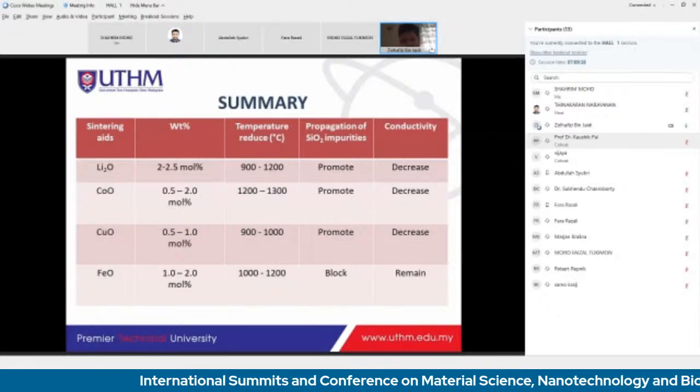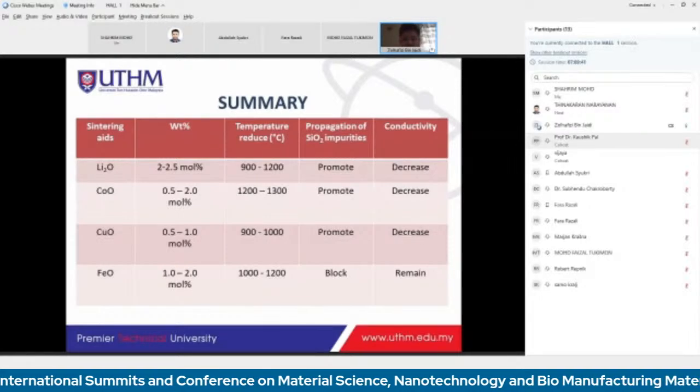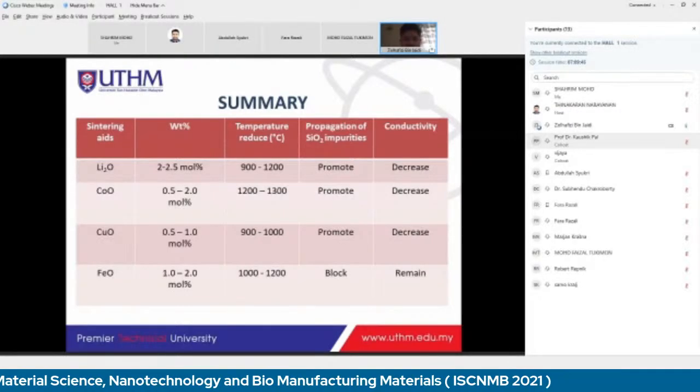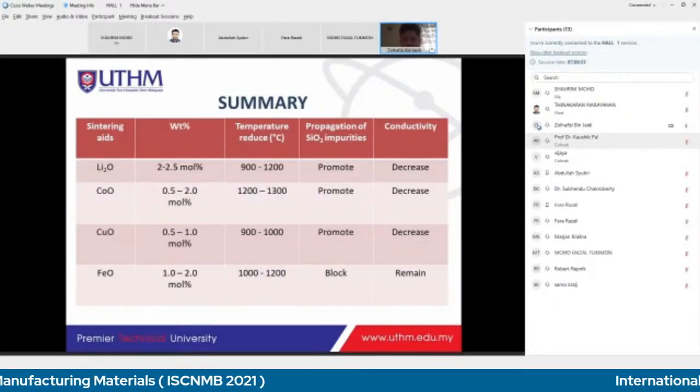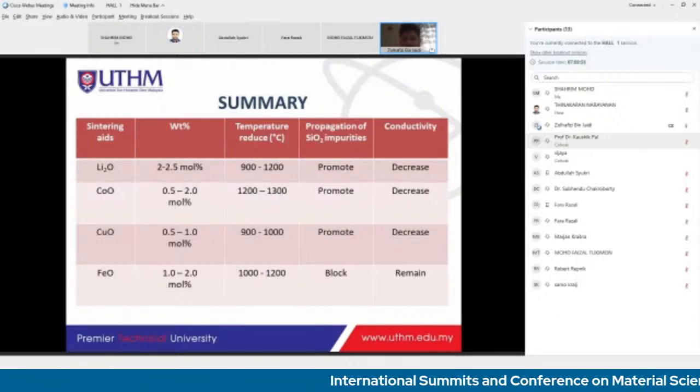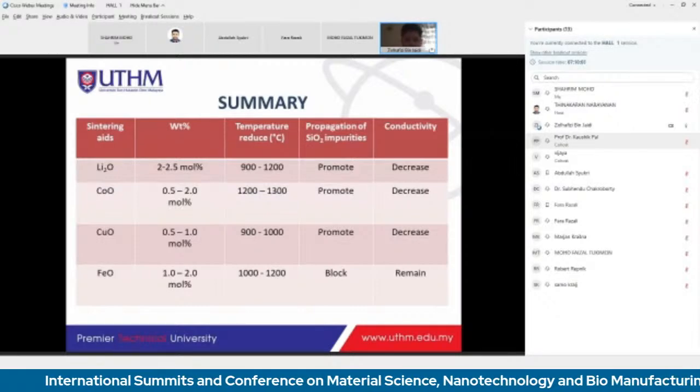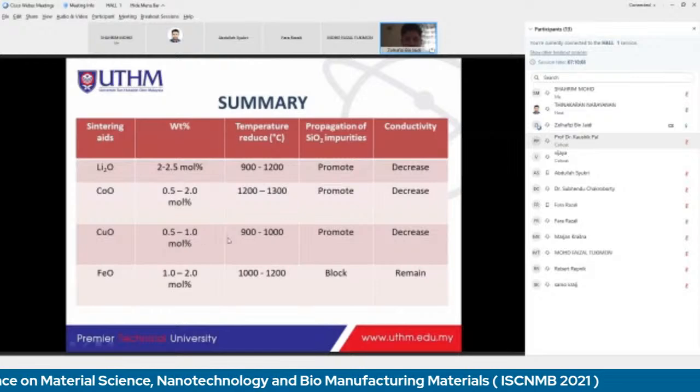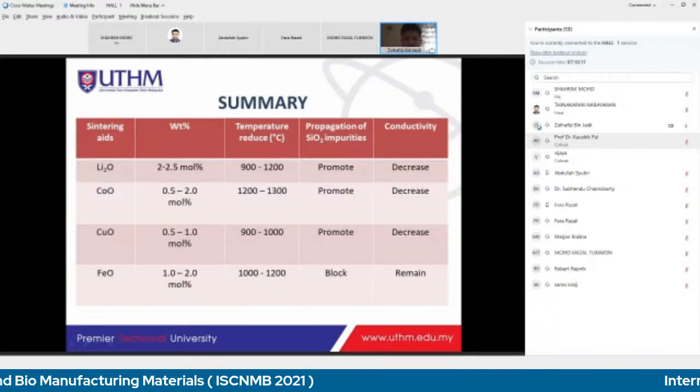When we use copper oxide at 0.5 and 1.0 mole percentage, we can reduce the sintering temperature to 900 to 1,000 degrees Celsius, while iron oxide, when we use 1 mole to 2 mole, we can reduce to 1,200. So from this table, we can see that for the copper ion, when we use a small amount of mole of copper oxide, we can reduce more degrees of temperature for sintering.